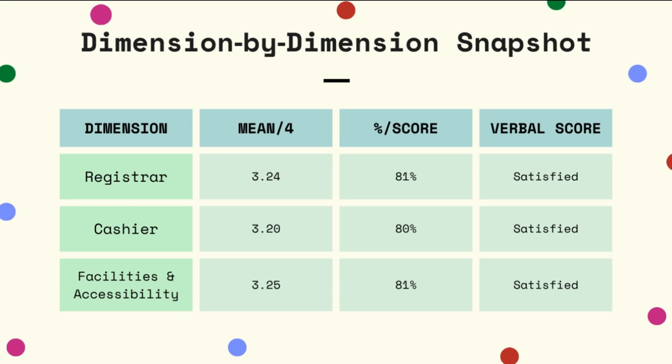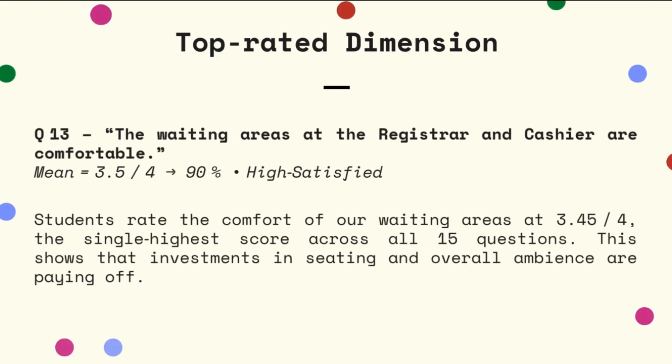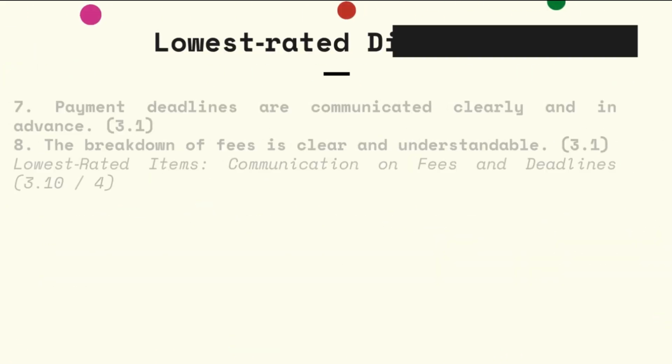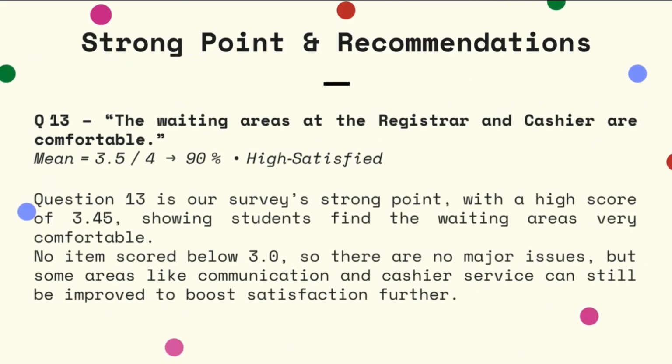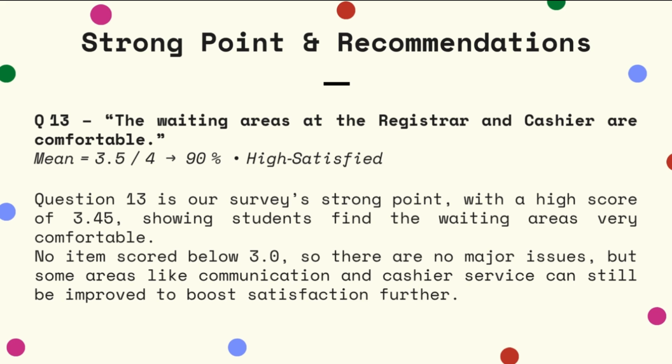Our top-rated dimension is facilities and accessibility with a mean of 3.5, which is the single highest score across all 15 questions. Our lowest rated dimension is the communication of fees and deadlines with a mean score of 3.10. Question 13 is a survey strong point with a high score of 3.45, showing students find the waiting areas very comfortable.